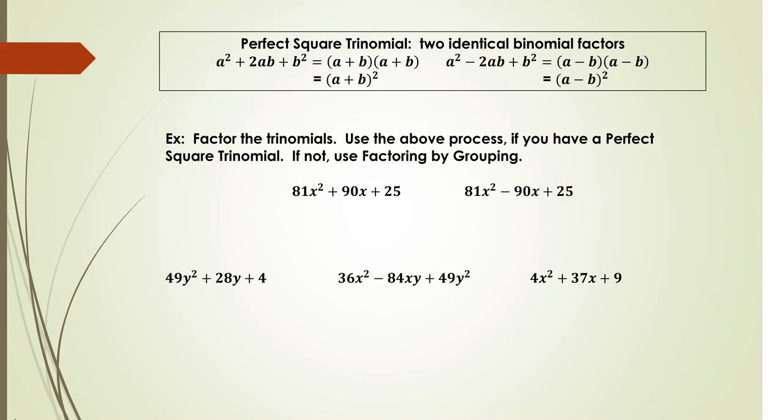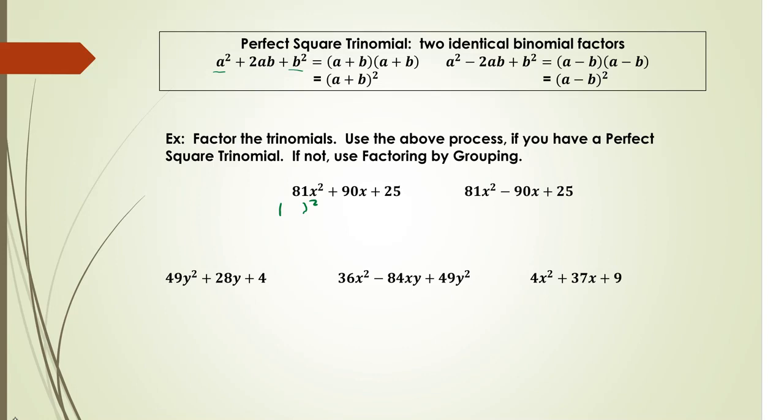So let's take a look at this first example, or this first trinomial. If you look at the original description for perfect square trinomial at the top, you see that we have a squared and b squared. I always start by looking for that in my trinomials. So in 81x squared plus 90x plus 25, I'm looking for squares in the first and third, and I notice that I do have those squares. So here's how I start it. I say, okay, I have squares.